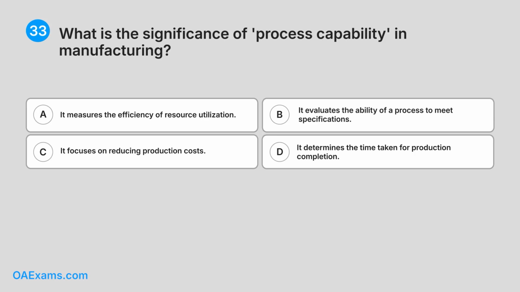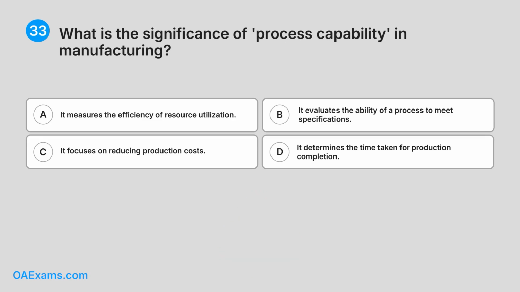33. What is the significance of process capability in manufacturing? A. It measures the efficiency of resource utilization. B. It evaluates the ability of a process to meet specifications. C. It focuses on reducing production costs. D. It determines the time taken for production completion. What do you think is the answer?